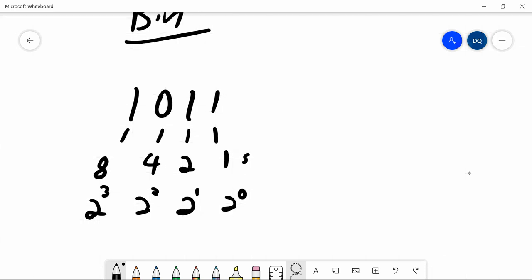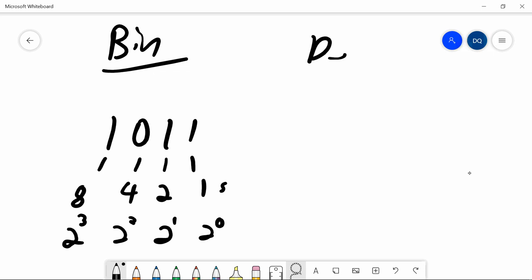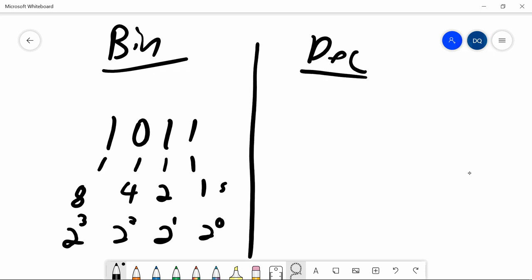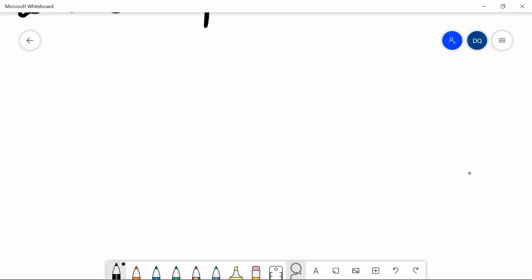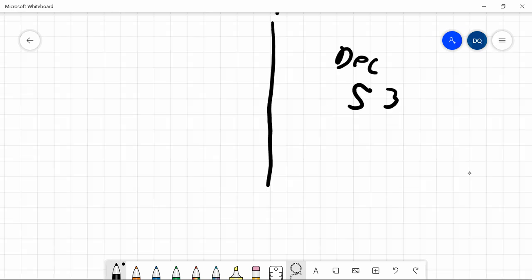Again, they're just powers of 2. So what number are we looking at here if I was to convert that to decimal? We're looking at 8 plus 2 is 10, plus 1 more, so all of that is the number 11. Let's try going the other way. Let's say we have a 53, some random number, 53. That's in decimal. How do we write that in binary?